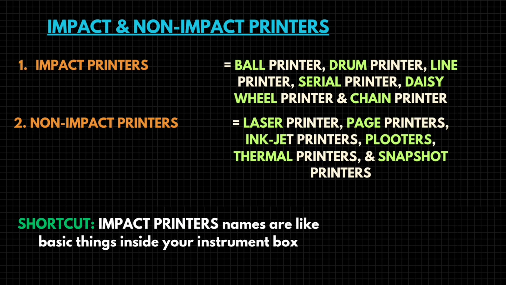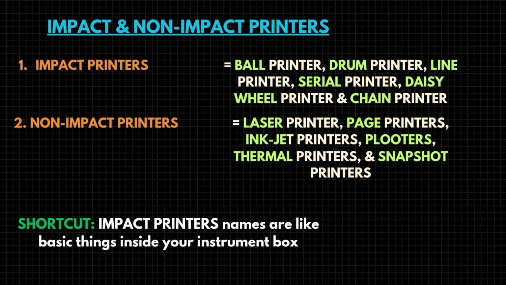Lastly, let's talk about impact and non-impact printers. Examples of impact printers are ball printer, drum printer, line printer, serial printer, daisy wheel printer, and chain printer. Examples of non-impact printers are laser printer, page printers, inkjet printers, plotters, thermal printers, and snapshot printers.